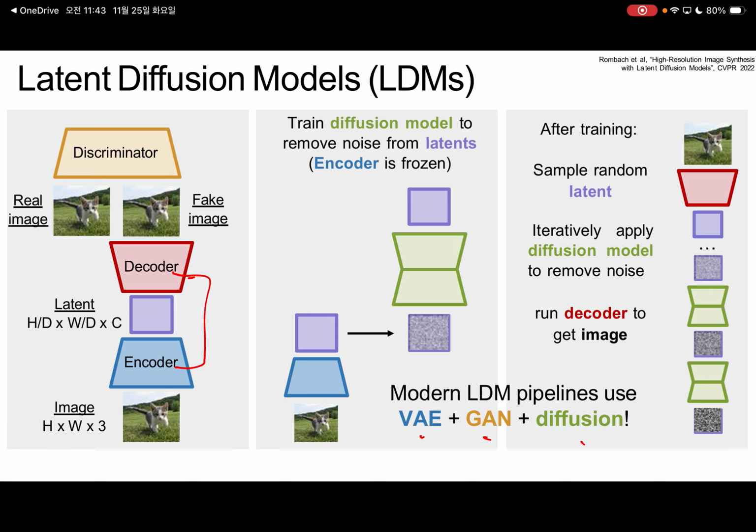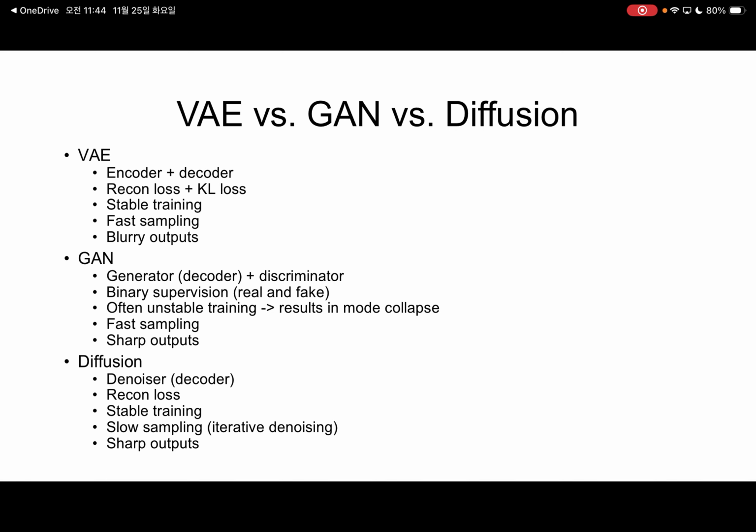The encoder and decoder are VAE, this discriminator is from GAN, and this denoising is from diffusion, right? So it uses all the things in a latent diffusion model. For the pre-training, the encoder, decoder, and discriminator are trained before training the denoising network, and then after training this, we use it for denoising network training. So we use all the things: VAE, GAN, diffusion. So this is our summary: VAE, GAN, diffusion.